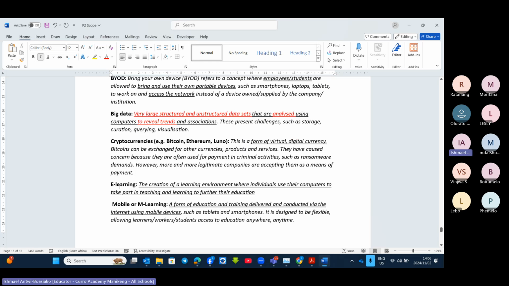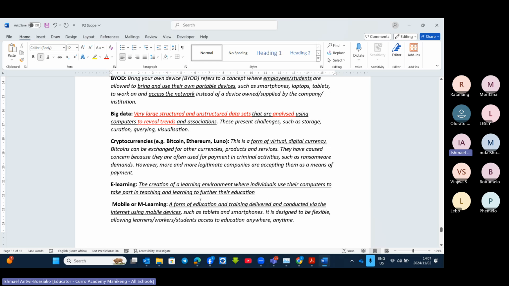And then also e-learning. E-learning and M-learning, they are different things. E-learning is whereby you use a computer to take part in the learning and teaching process. Like what we are doing now is e-learning. Let's say you are staying at home and I'm at school, then I teach you, you join the lesson. It's part of e-learning. You must join the lesson, right? Whereby you'll be taught and then you also learn from it.